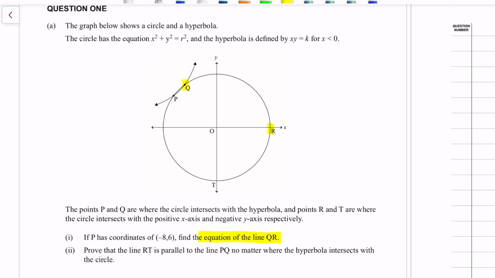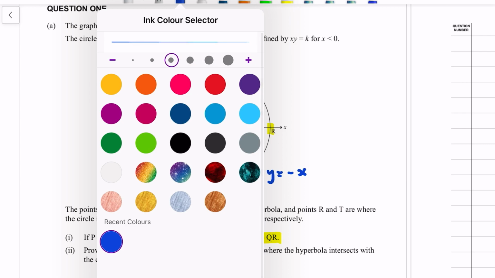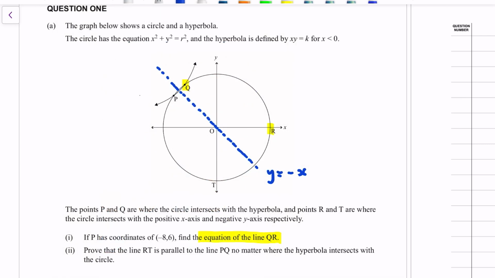We don't need simultaneous equations to solve and find the point Q. We just use symmetry. There's an axis of symmetry that comes through here. It's the y equals negative x line. And based on a little bit of geometry there, we can see that P and Q are equidistant from that line. So if P is the coordinate negative 8, 6, then Q must be the coordinates negative 6, 8.